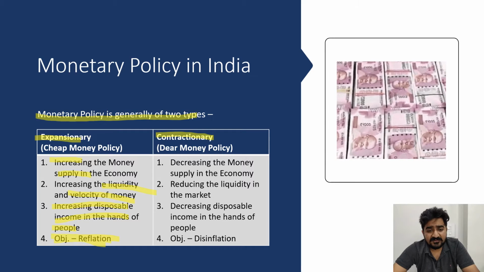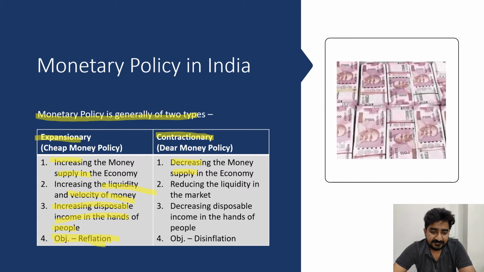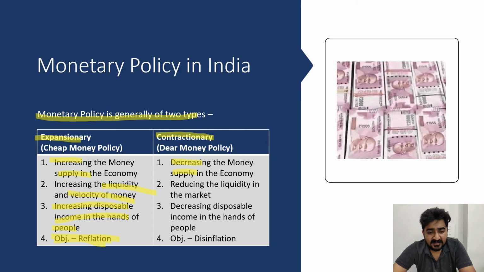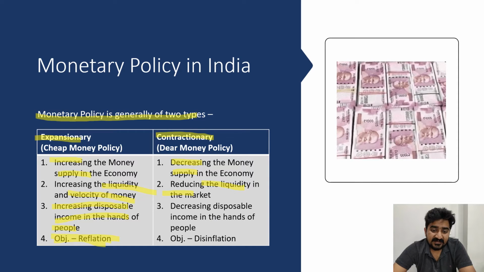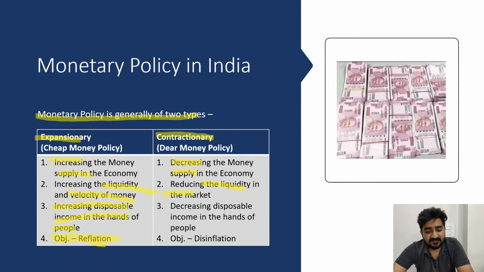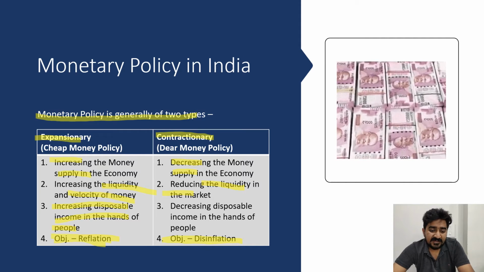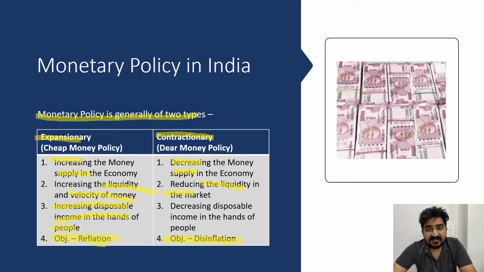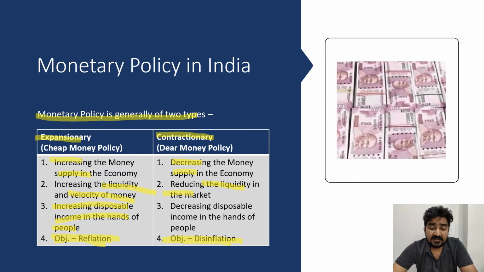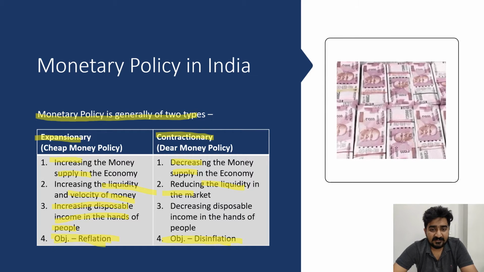Contractionary monetary policy, on the other hand, relates to decreasing money supply in the economy. Decreasing money supply leads to reduced liquidity in the market and eventually decreases the disposable income in the hands of people. The objective of such dear money policy or tight money policy is to create a condition called disinflation, that is, controlling or reducing the rate of increase of inflation in an economy.